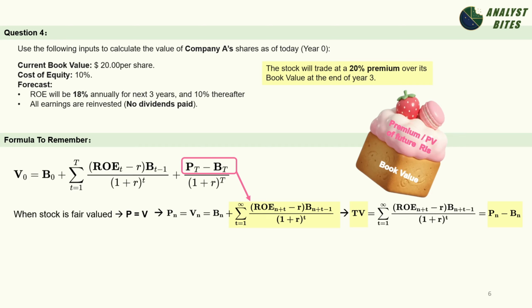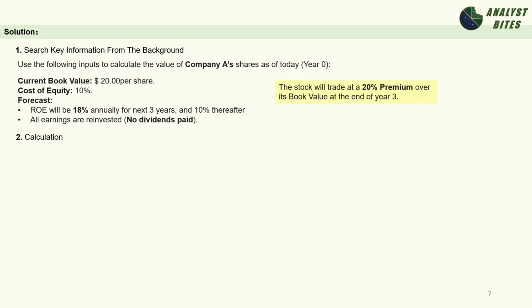However, I must add one crucial condition. For this logic to work, we actually assume the market is efficient at the future date. In other words, the company must be fair valued. Only when price equals intrinsic value can we use the market price to solve for TVN. All right, theory is done. Let's look at the actual numbers.